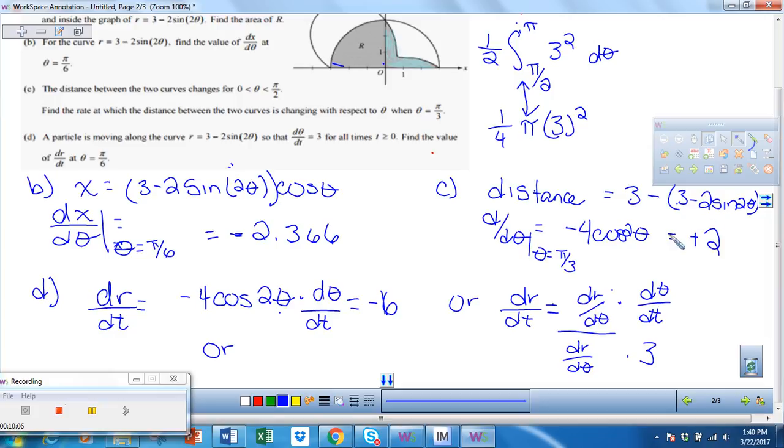You got negative 2 for C. I got negative 2. I think it's negative 2. I think you guys are steering me wrong. This is negative 2. Yeah, so this should be positive 4 cosine theta. That's where I made my mistake. That's why it's negative 2, because you have to distribute this negative and it makes it positive. And so that is negative 2.